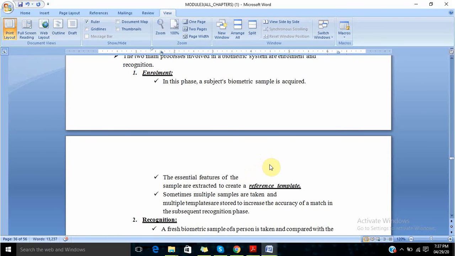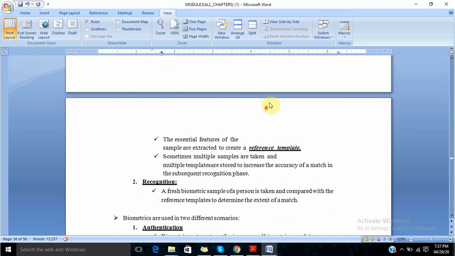If we take the example of a fingerprint, in that fingerprint machine we need to keep our finger, any finger, many times. In that way it will save that particular fingerprint along with the person's name or any other feature. So this is the enrollment stage, and in the recognition stage, the sample which is being taken is compared with the reference templates to determine the extent of match.